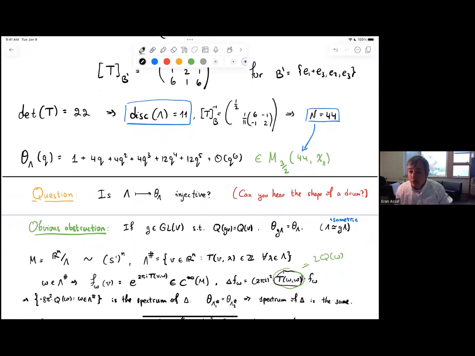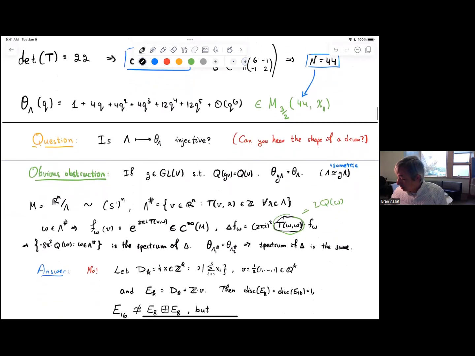Okay. So the question of can you hear the shape of a drum is, can you infer from what we hear, from the eigenvalues of the Laplacian, the shape? And of course, if I find two Riemannian manifolds that are non-isometric but have the same eigenvalues for the Laplacian, then I show that there are two drums with different shapes that sound the same. So if you can find two lattices that have the same theta series, then the spectrum of the corresponding Laplacians on the manifolds will be the same.